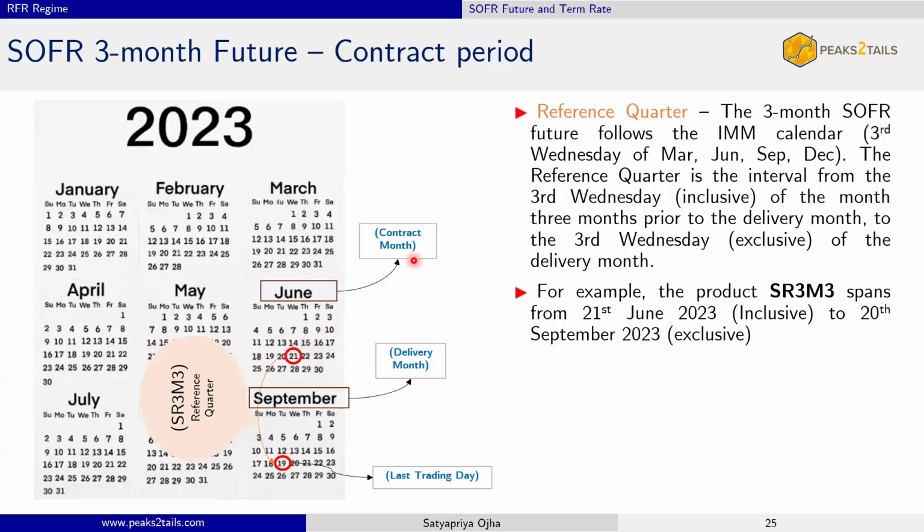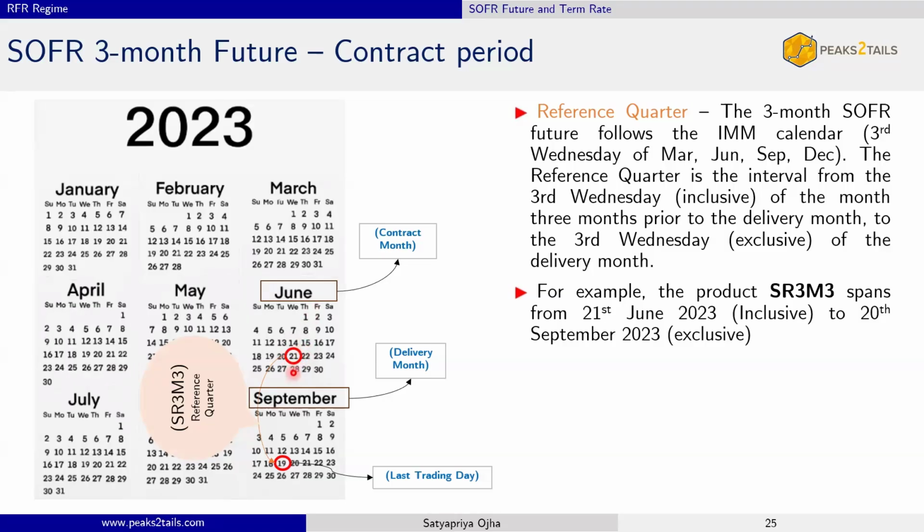We have something called contract month and delivery month. June is the contract month. Delivery is after 3 months, which is in September. Now, what are the dates? The dates are called IMM dates. IMM dates are nothing but the third Wednesday of these quarter ends. So June is a quarter end, right? The third Wednesday is 21st June.